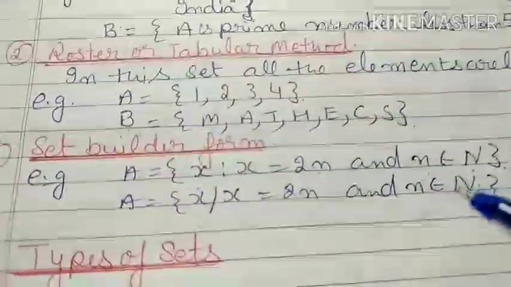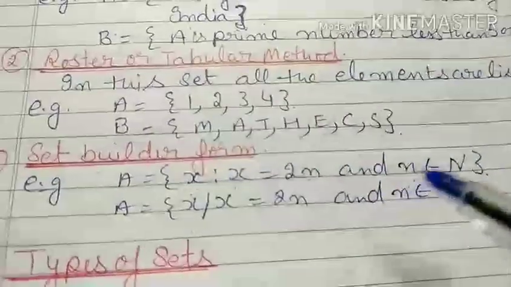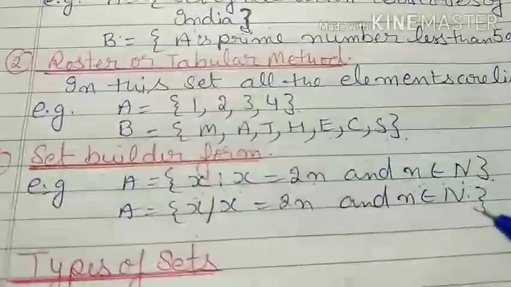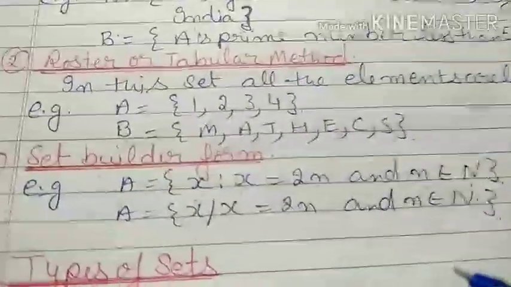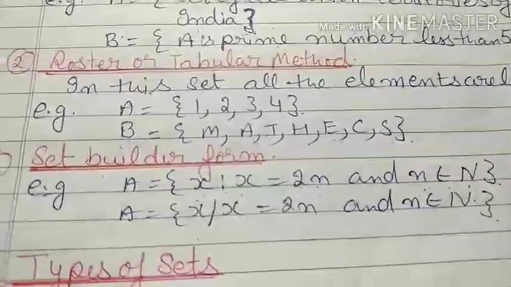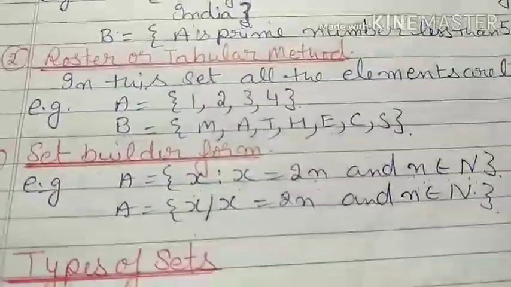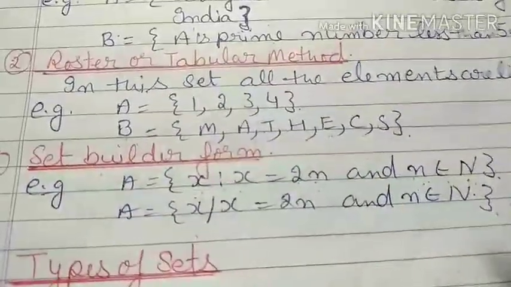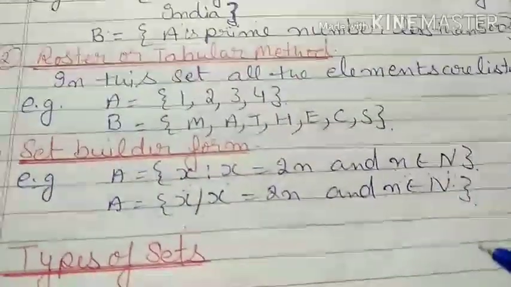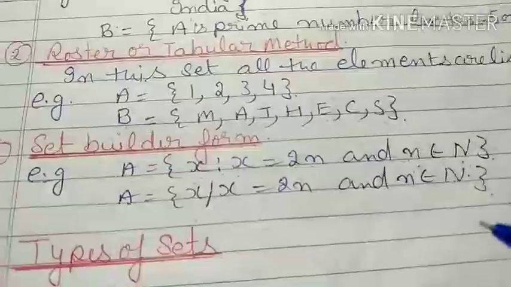So what is the difference between set builder form and roster form? Roster form only works for a limited quantity. But if the quantity is large and there are many elements, you can't write them in listed form. So in that case we have the option of set builder form.